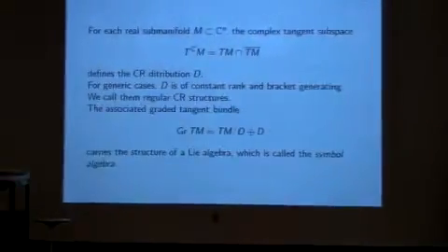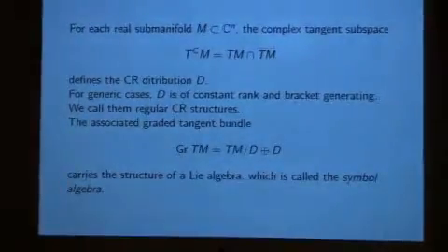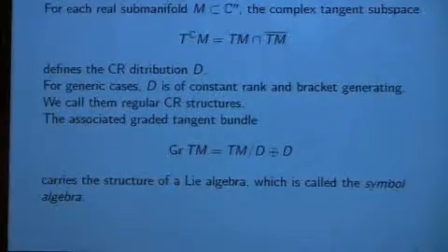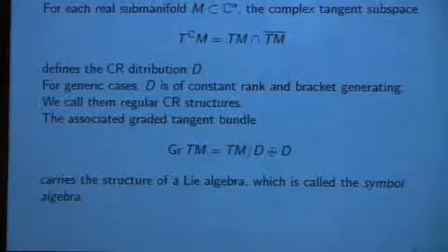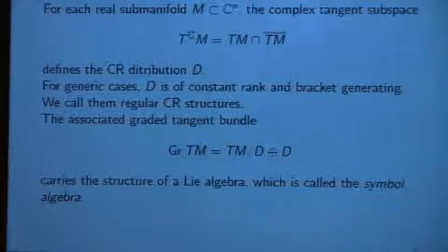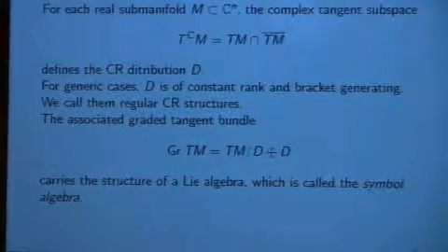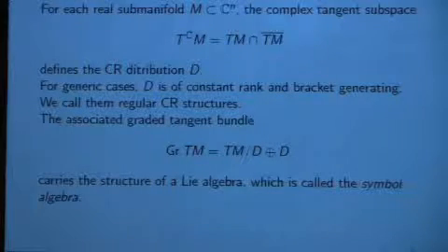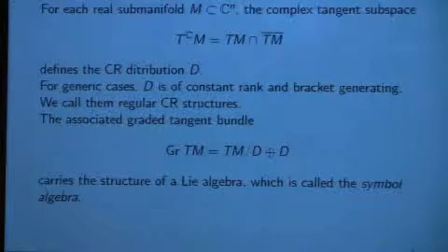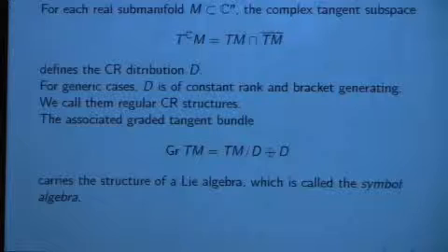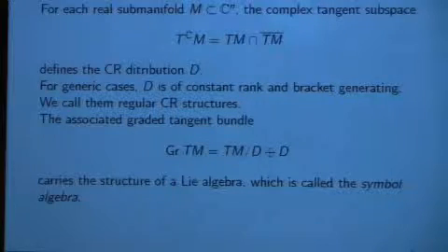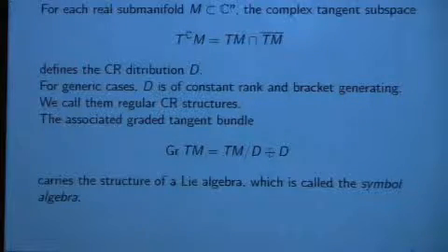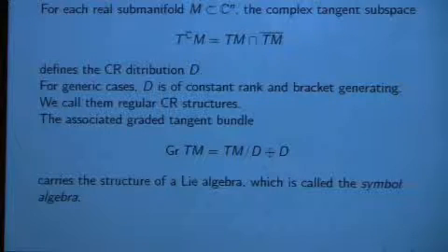I won't go for any other here in the talk. Of course, once we have the distribution, we can look at the associated graded tangent bundle. We add the quotient to the distribution, and this always carries a nice structure of a Lie algebra, and this is what the people call the symbol algebra for the geometry in question.